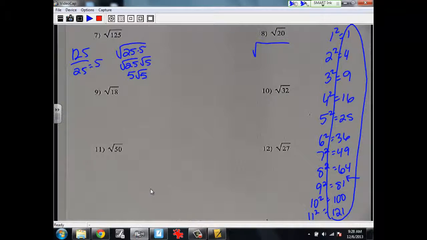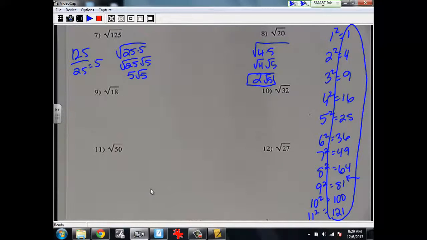Divides into 20. 20 divided by 16. 20 divided by 9. 20 divided by 4. Yeah. We have 4 times 5 gives us 20. We break it apart. Square root of 4 is just 2. Square root of 5 we can't do, so we just bring it down.